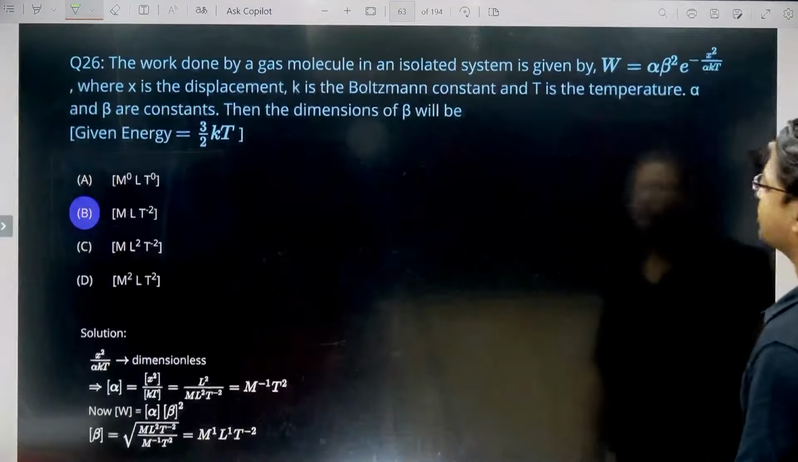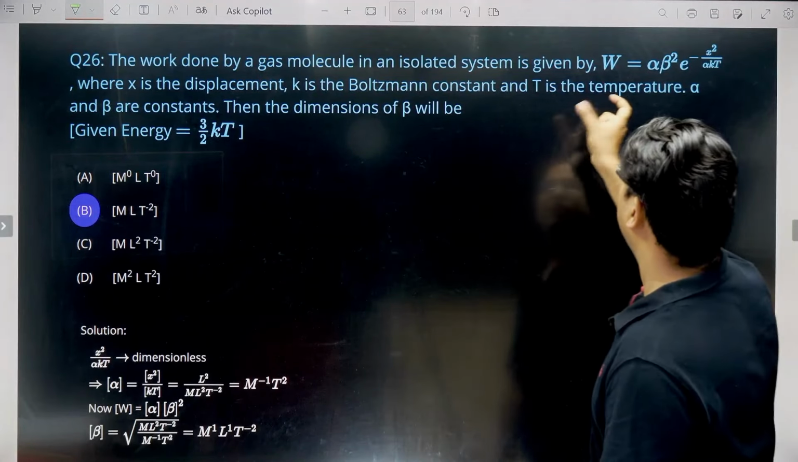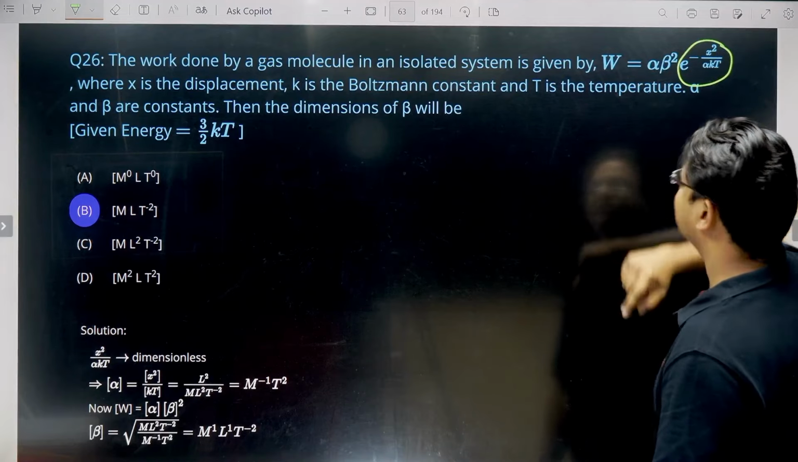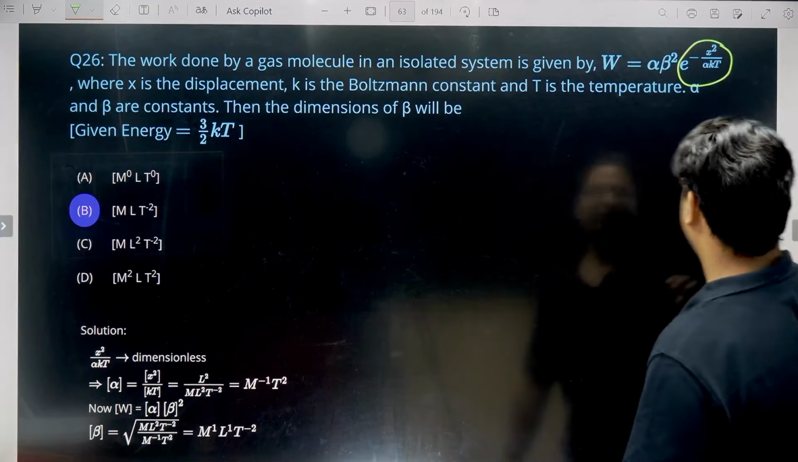So what is to learn here, guys? I think that this question was important from the point of view that this entire thing is dimensionless. You should be aware of that. And not only this, the power of e will also be dimensionless, so you should be aware of that too.